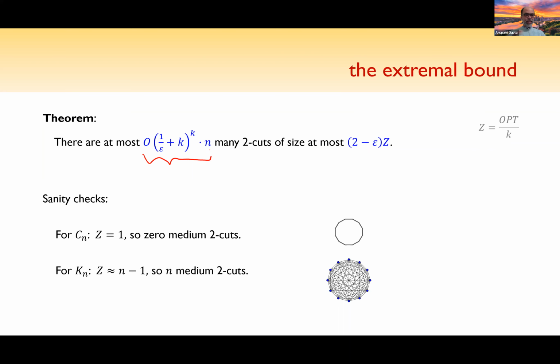Okay. And our sanity checks. For the cycle, Z, remember, is opt over K. But opt is K itself, so that's K over K, that's 1. So there's zero medium cuts. There are no cuts of size 1. And for the complete graph, you can check that only the singletons are medium cuts. So there are a linear number of cuts. So I'm not fooling you. Okay. So here are the two facts.